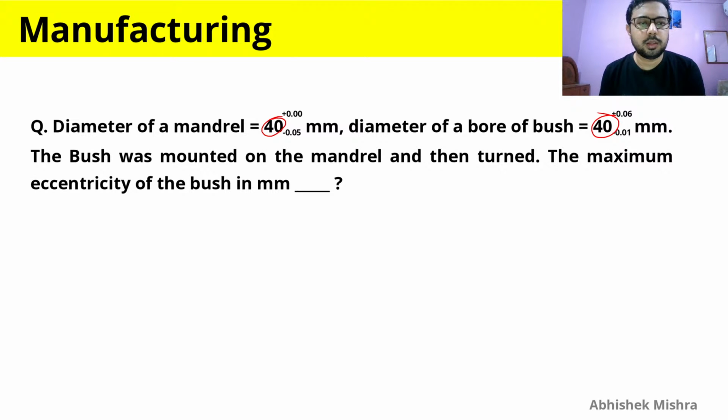The bush was mounted on the mandrel and then turned. This information is not that useful, because we ultimately have to find some other thing, and this information is just there to make the question seem logical. The maximum eccentricity of the bush in mm. So it is asked: the maximum eccentricity of the bush in mm.